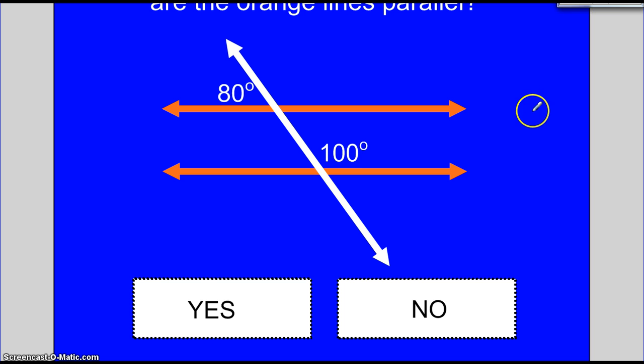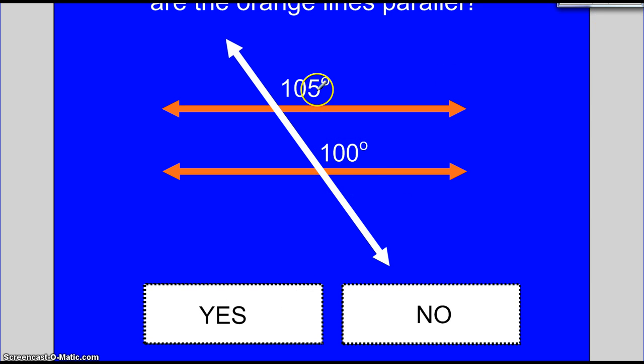Are the orange lines parallel? Well, let's fill in everything we know. This is 80, this is 80. If that's 80, this is 80. Well, these two are a linear pair, and that does equal 180. So yes, this is parallel. Here I have 105, but I don't have 105 here, which I'm supposed to have, right? Because corresponding angles are supposed to be equal. So this is not parallel.